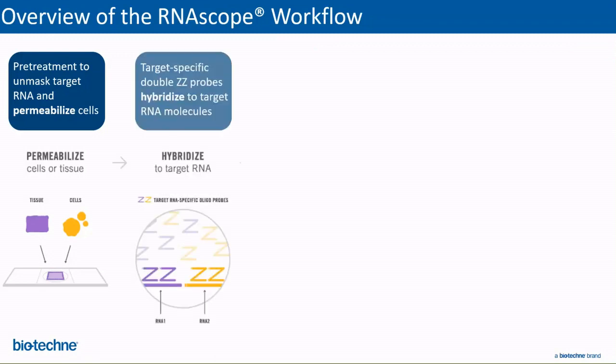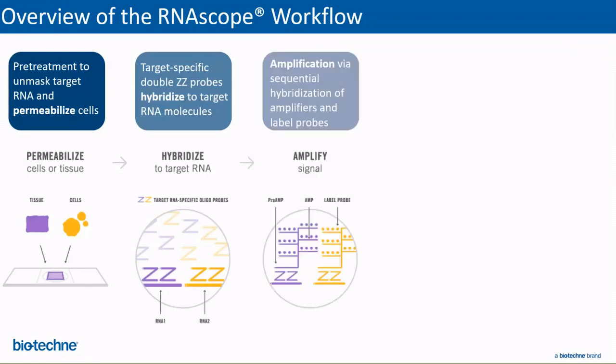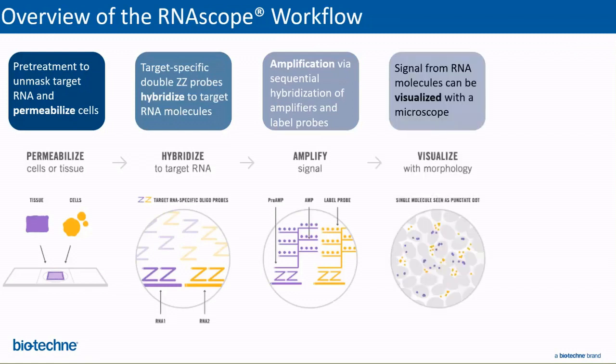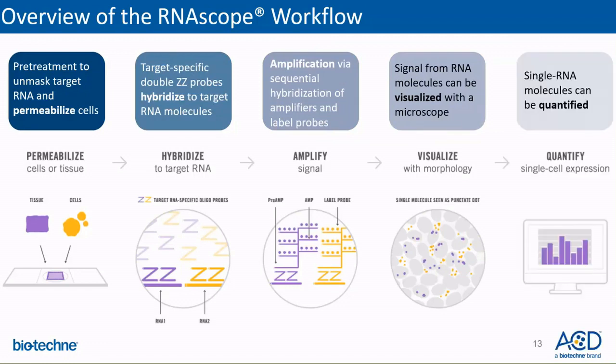The probe is a pool of oligos that are designed using our established bioinformatics algorithm, which allows for target specificity. A series of amplification cascade then amplifies the signal, and RNA molecules are then visualized under the microscope as punctate dots. The signal can also be quantified semi-quantitatively or quantitatively using image analysis software.